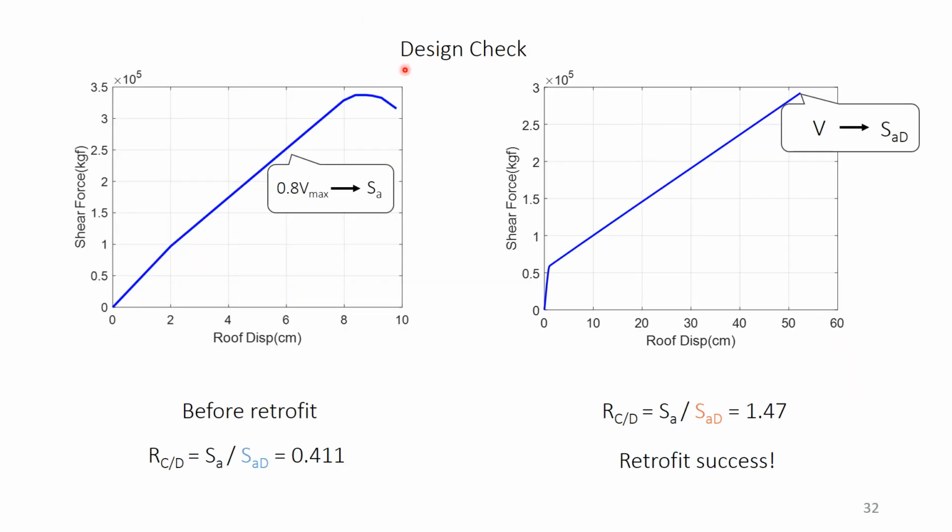The next part is the design check. The left figure is the original pushover curve, and the right side is the pushover curve after installing the friction pendulum bearings. Before retrofit, the RCD is SA divided by SAD, which is equal to 0.411, which is less than 1. It means the Datun Elementary School needs to be retrofit. After the retrofit, RCD is now equal to 1.47, and it means that it is a successful retrofit design.